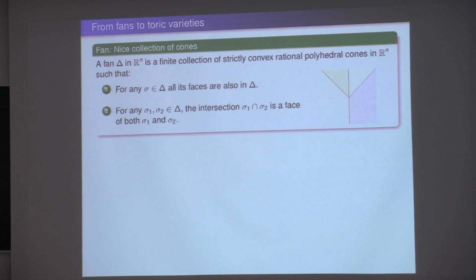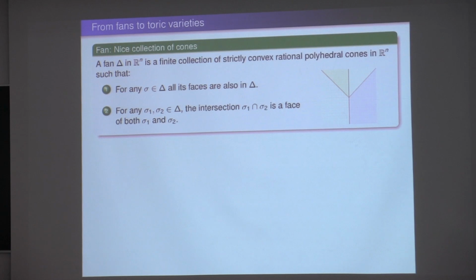So we take a nice collection of cones. We gave it a name, a fan. And then, how did that work? The cones are nice, meaning just as before, they have to be strictly convex, rational polyhedral cones in Rn, and they fit nicely.